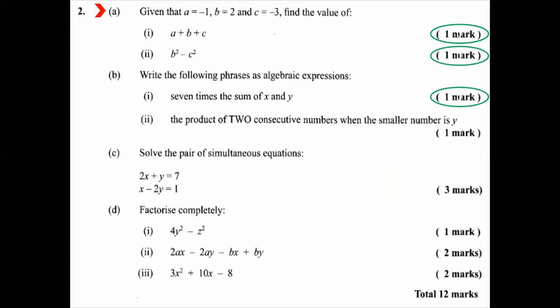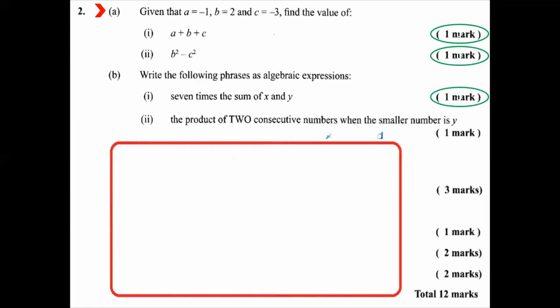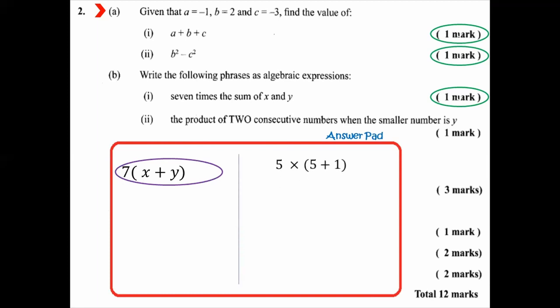Very good. All right, we have a situation where we have to write these now into algebraic expressions. And the first one says 7 times the sum of x and y. All right, all too familiar. And then the other one said the product of 2 consecutive numbers, right? 5 multiplied by 5 plus 1 is an example of product of 2 consecutive numbers. 5 times 5 plus 1.